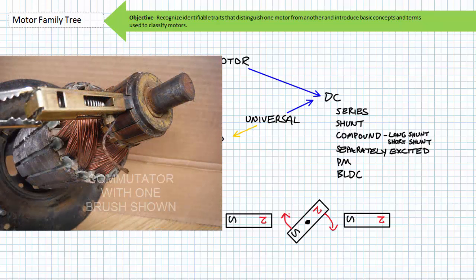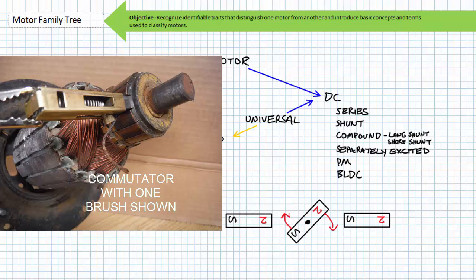The commutator does this by selectively connecting or disconnecting certain windings inside the armature, so they're producing magnetic misalignment with the field, then the shaft turns towards alignment. When the shaft turns, the brushes move along the commutator to another section of the armature winding that produces a magnetic polarity that is misaligned, and the process repeats itself.